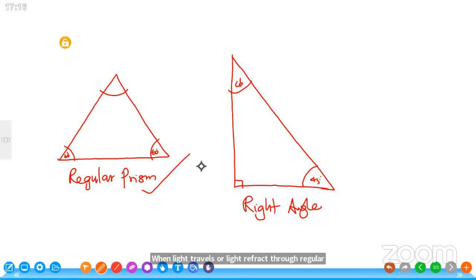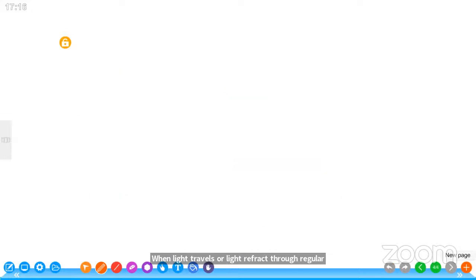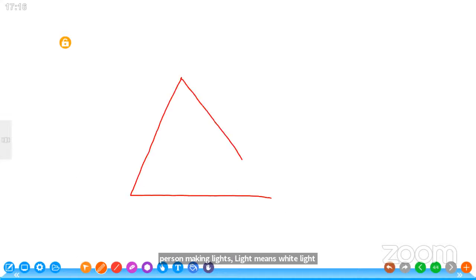When lights go through a regular prism, light means white light, maybe sunlight. Here is the white light.